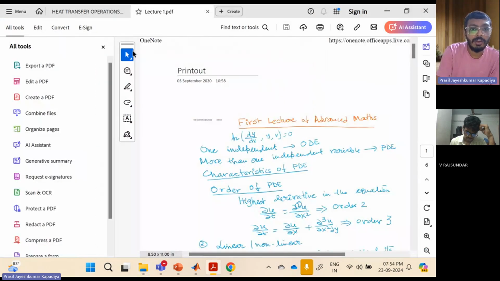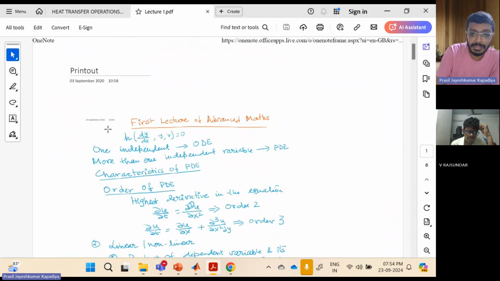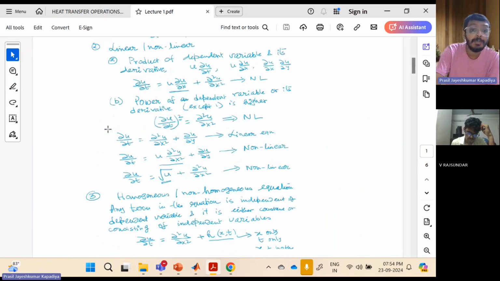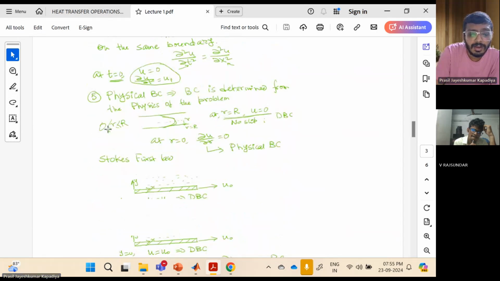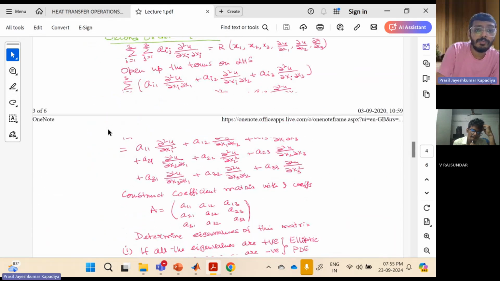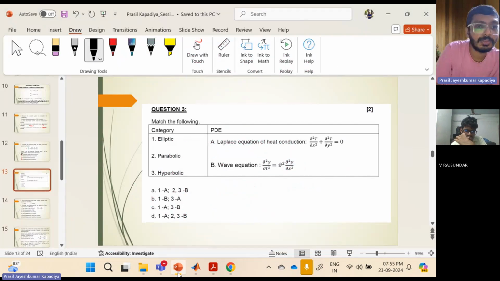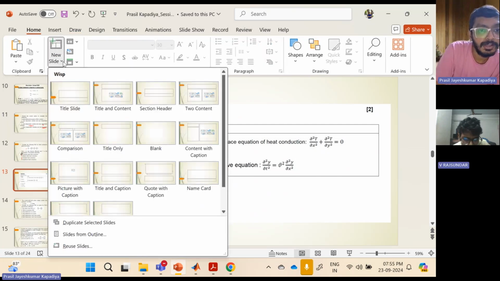So what is called parabolic, elliptic, and hyperbolic? When we write down our differential equation, we form this matrix of A11, A12, A13, A21, A22, A23, A31, A32, A33. So what is A11? A11 is the coefficient of del square U by del x1 square. Let's say I'm having three variables. I won't be able to write it down here, so let me open a blank page.